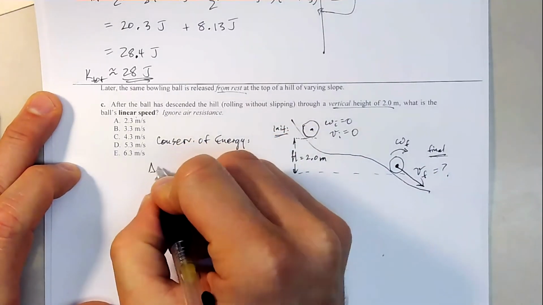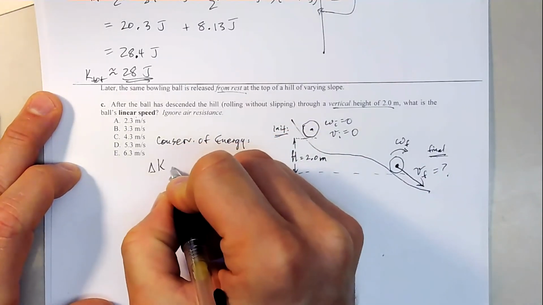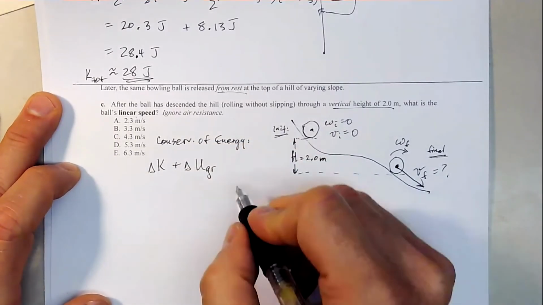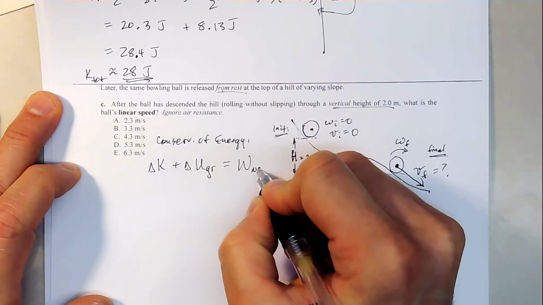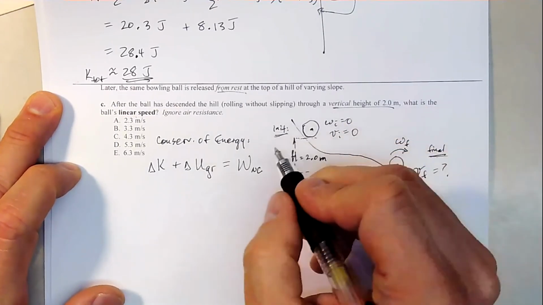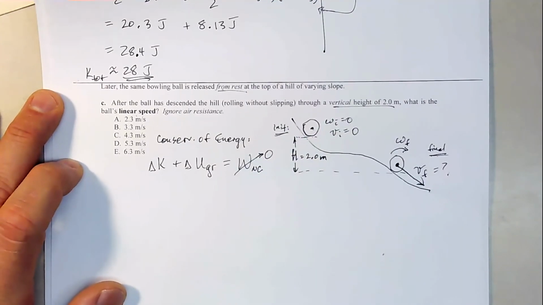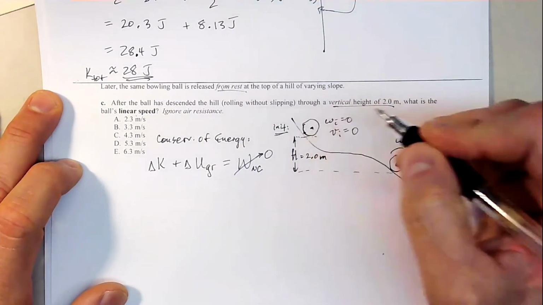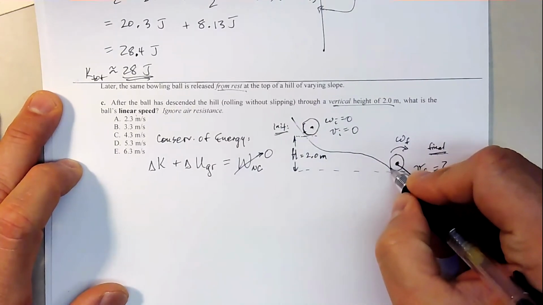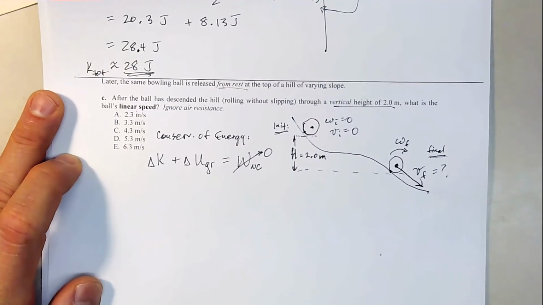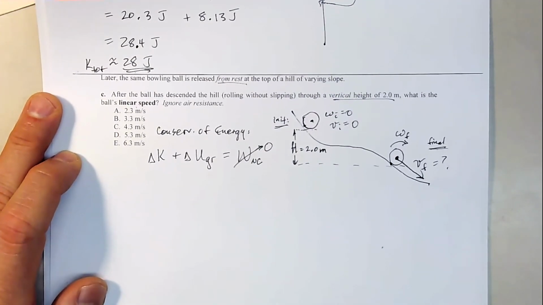We can say that the change in kinetic energy plus the change in gravitational potential energy is equal to the work done by non-conservative forces. And what I'm going to do is say, suppose that there's no air resistance. There is contact friction, so it can roll without slipping, but there's no other sort of drag on the object. In other words, we're able to turn all of that gravitational potential energy, or work done by gravity, into kinetic energy.